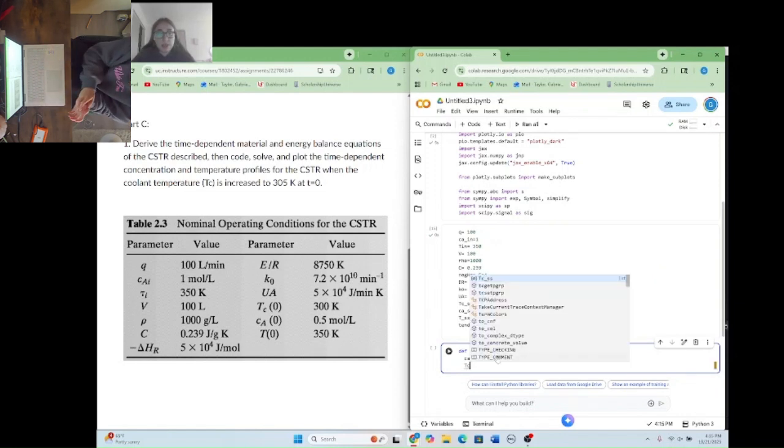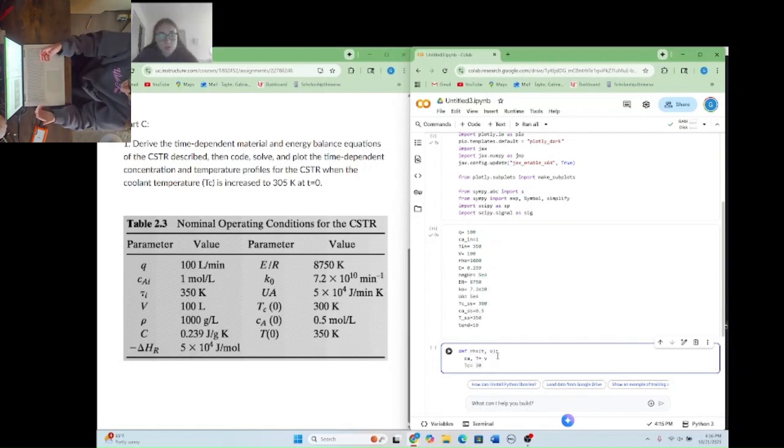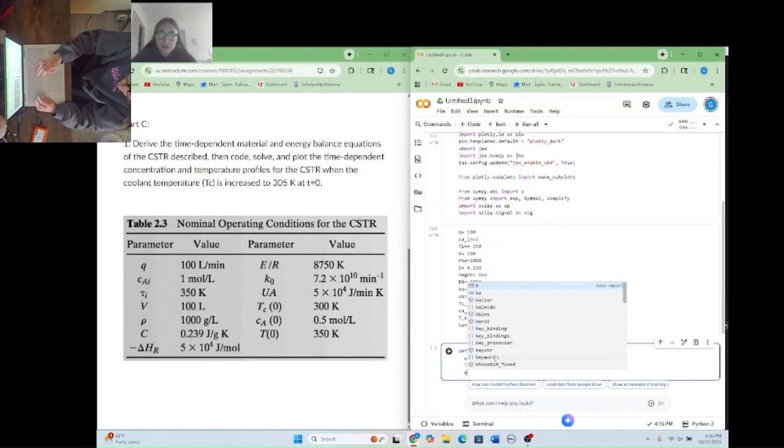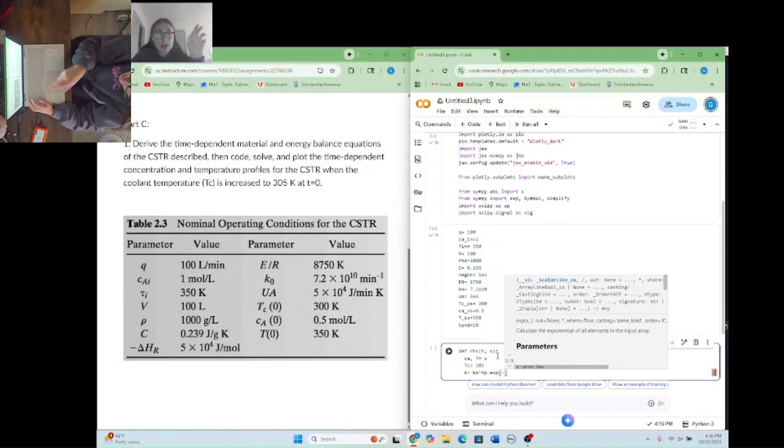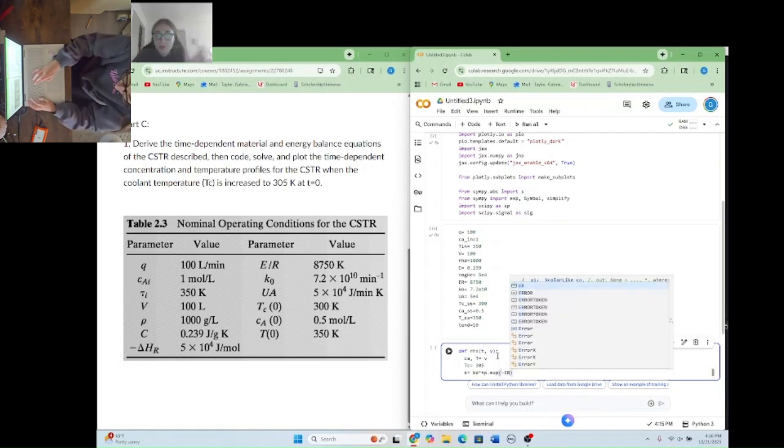So next, the temperature of the coolant was increased from TC to 305, so we have to put that in there as well. And then our first equation is going to define our K. So K naught times np.exp, and the equation has the negative, so we have to put negative E divided by RT. So E over R is what we already have, so we don't have to divide by R because it's already divided, but we do have to divide by T.